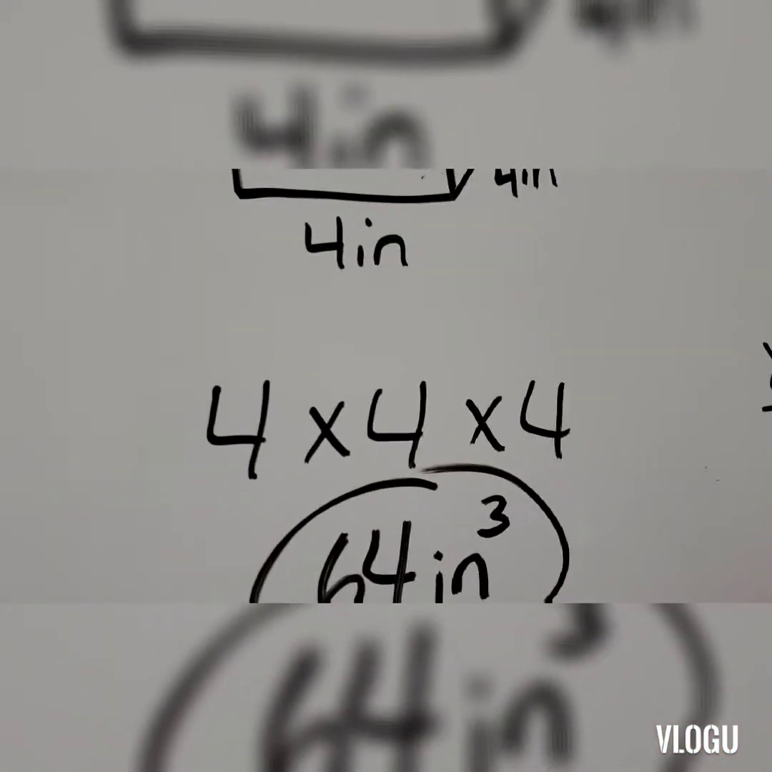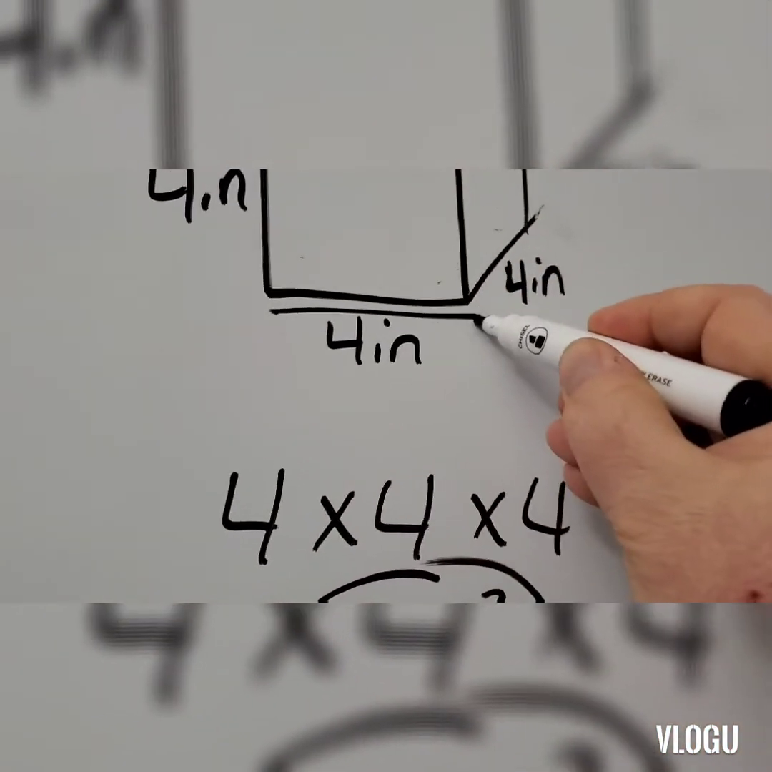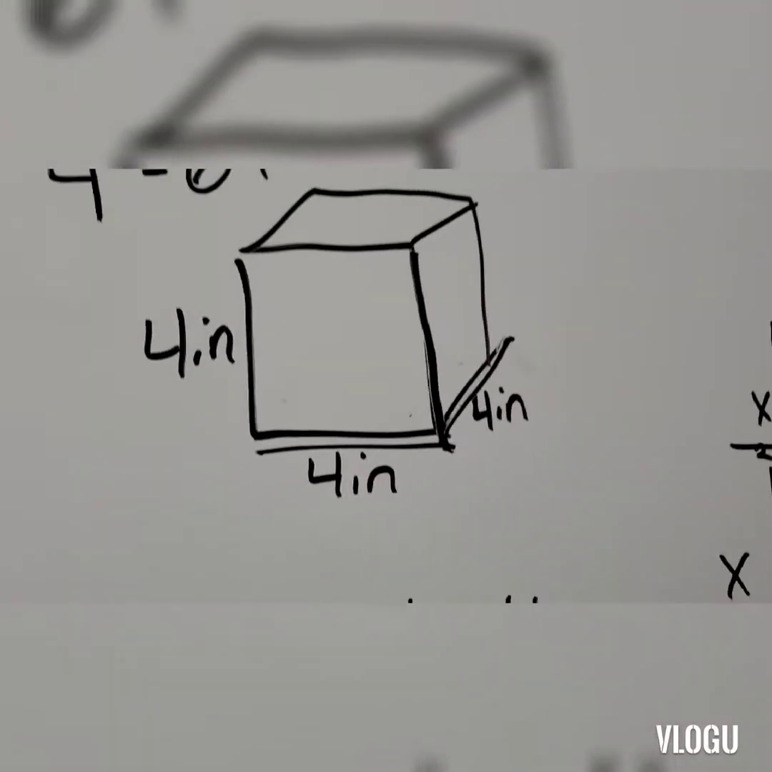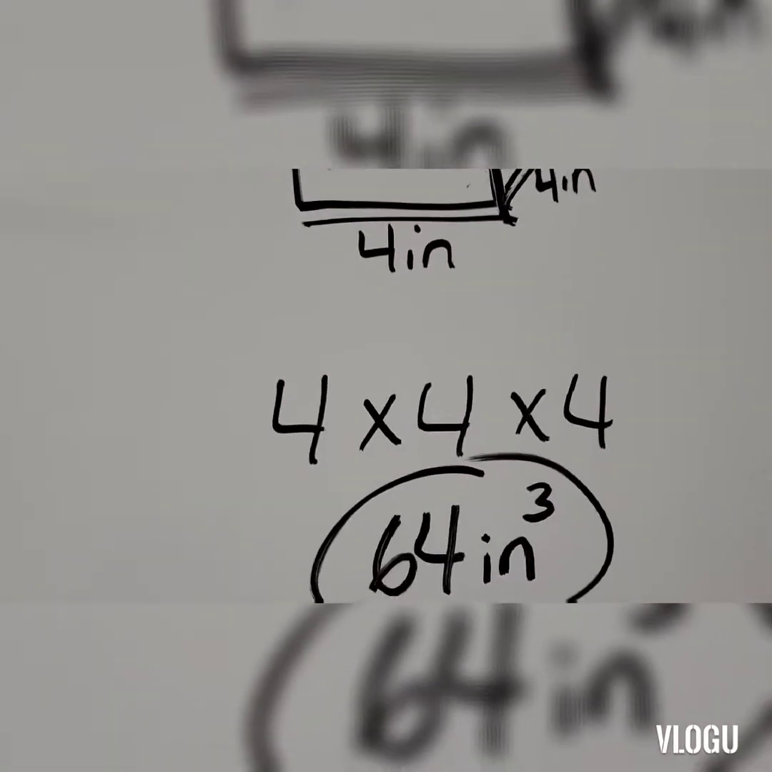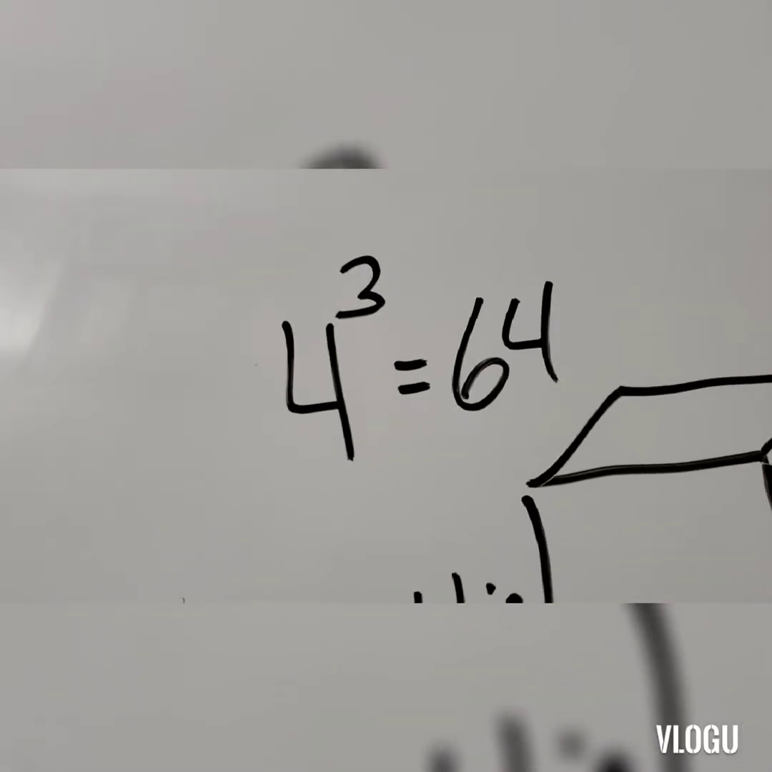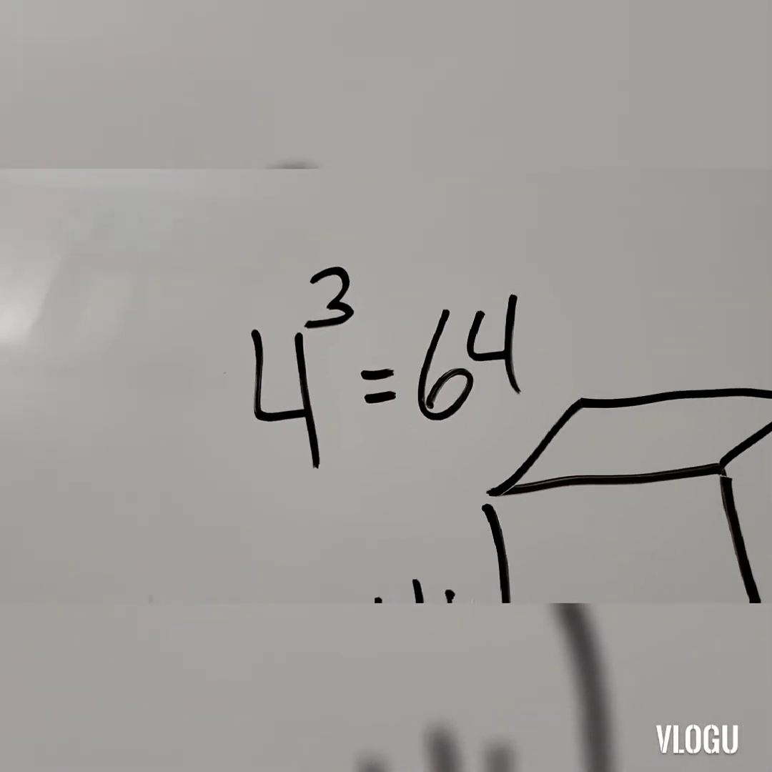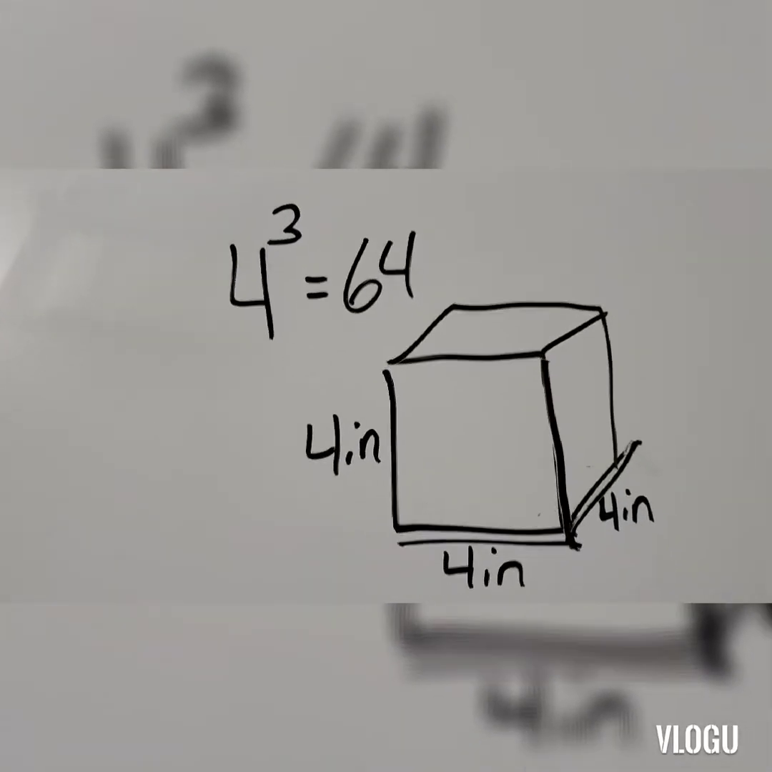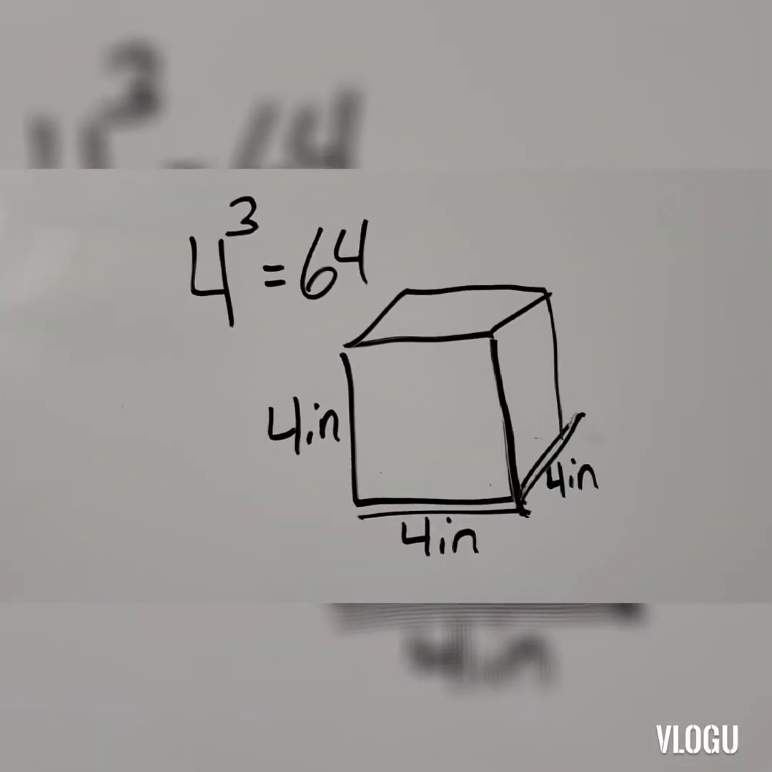We're calling it cubed because we're measuring in 1, 2, 3 dimensions. The shape forms a cube, so something to the third power can be called a cube. Something to the second power forms a square.